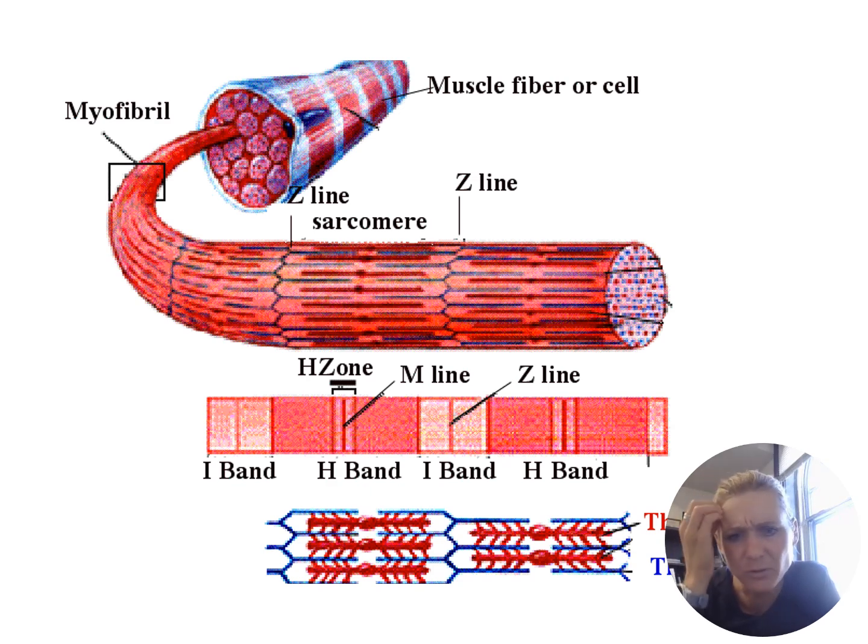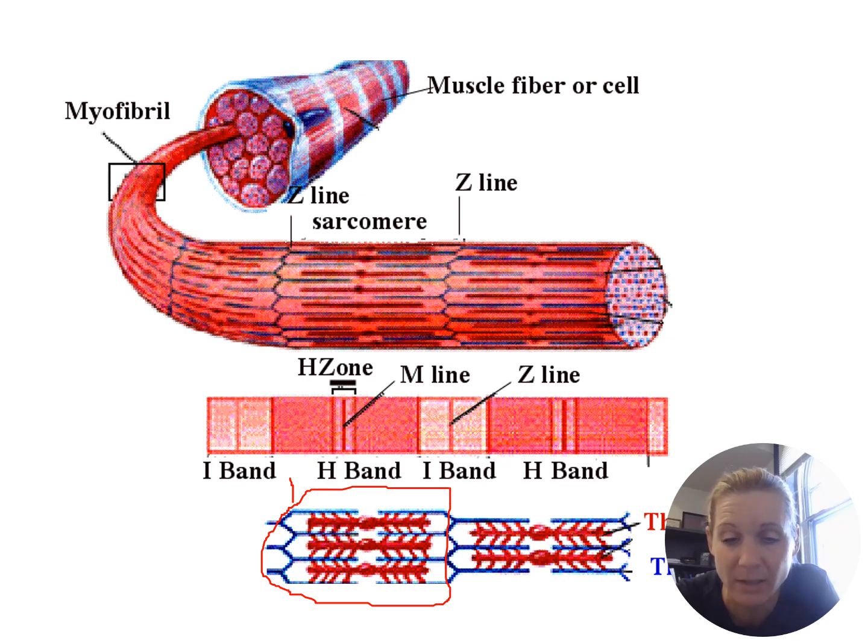Now we're zooming in and we can take a look at what a sarcomere looks like. From this edge to this edge is one sarcomere. So I'm going to circle this for you. I'm really getting into the marker today. So this shows you one sarcomere or one contractile unit.